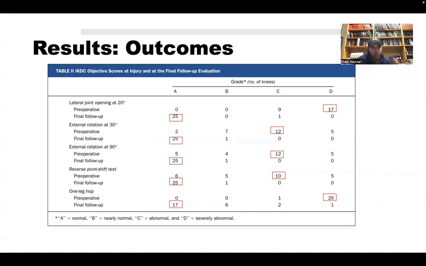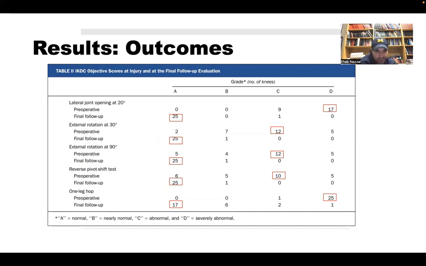So for instance, at the lateral joint opening at 20 degrees, 0 of the preoperative patients had a normal finding of lateral joint opening. And then at final follow-up, everyone had restoration. And then on the opposite end of the spectrum, preoperatively, 17 patients fell into the severely abnormal category. And then at final follow-up, none of them did.